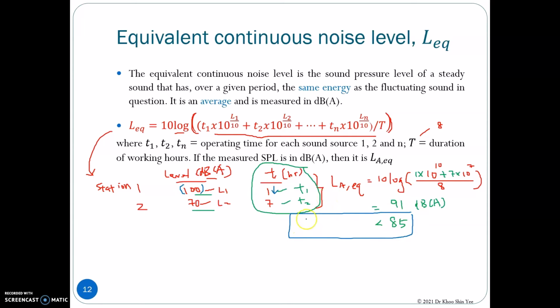So in this case, your LAEQ is equal to 10 log with the bracket that is divided with the 8, since the duration of the working per day still remains. The sound pressure level at these two stations still remain. Therefore, we can write there 10 to the power of 10 and also the 10 to the power of 7. Since we are not sure how much time we should spend for the station 1, therefore we can just substitute T1 inside and also the T2 inside here.